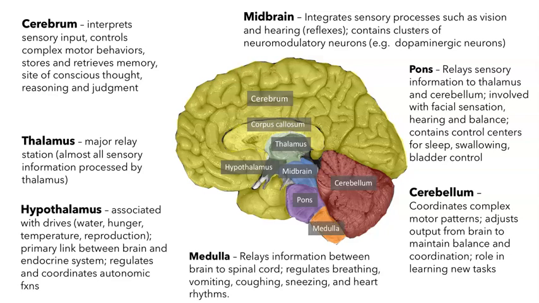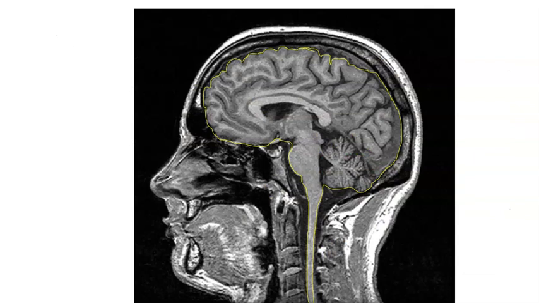And last but not least, we have the medulla. The medulla is going to relay information between the brain and the spinal cord. It regulates breathing, vomiting, coughing, sneezing, and heart rhythms. It is essential for the housekeeping functions. It's essential for life.